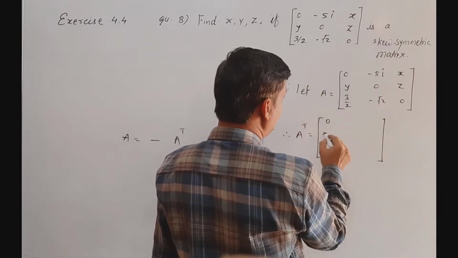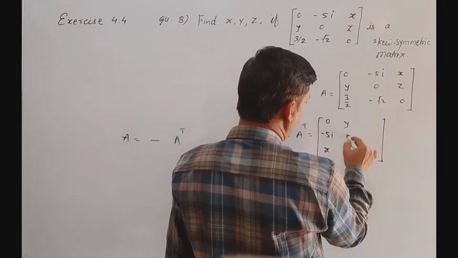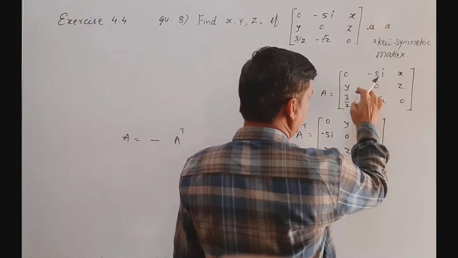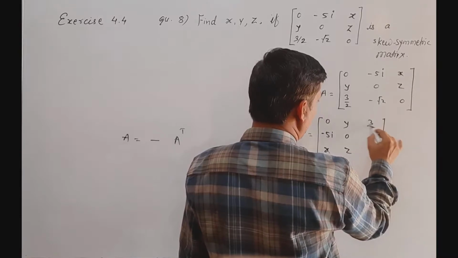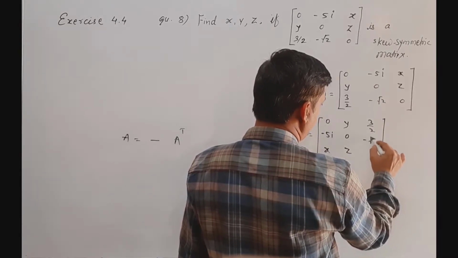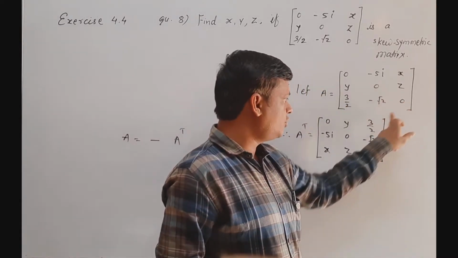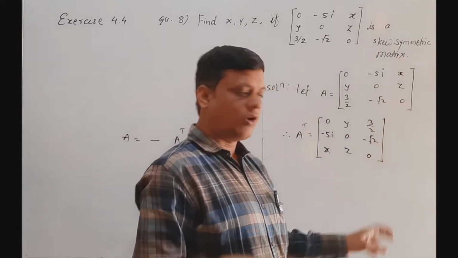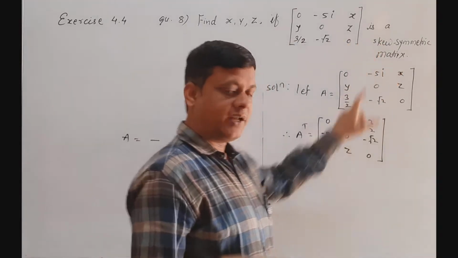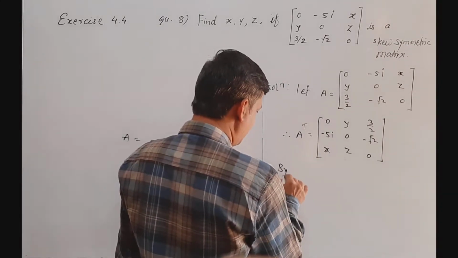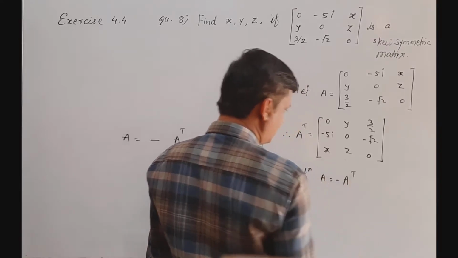So write here 0, minus 5y, x in the first column, then y, 0, z in the second column, that is elements of the second row in the second column, and elements of the third row in the third column. So the elements of the third row are 3 by 2, minus root 2, 0, which we write in the third column. Now this given matrix is a skew symmetric matrix. So by definition we write here, A equals to minus A transpose.